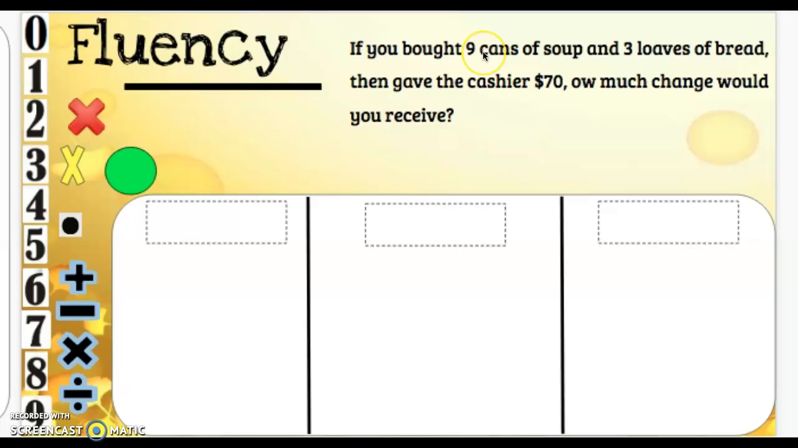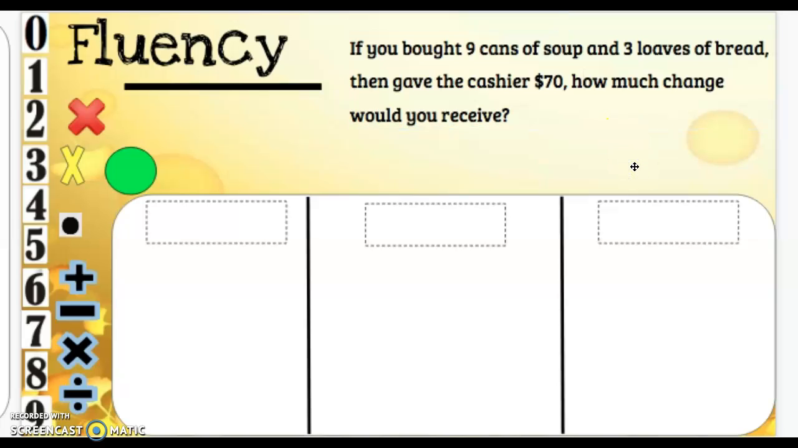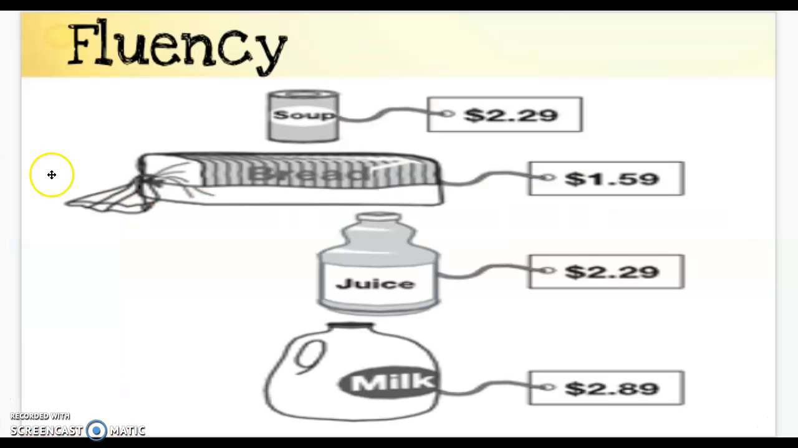So it says if you bought 9 cans of soup, 3 loaves of bread, and then you gave the cashier $70, how much change would you receive? So you're buying 9 cans of soup. Well, soup, according to our picture, costs us $2.29. So if we're going to be buying 9 cans of that soup, we would be spending $2.29, $2.29, $2.29, and keep going until we got 9 cans. So we would technically be adding $2.29 up 9 times.